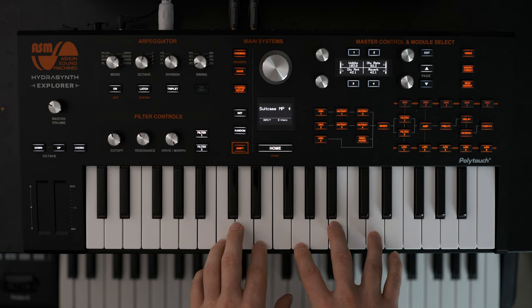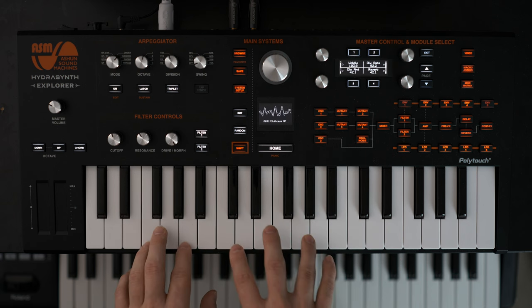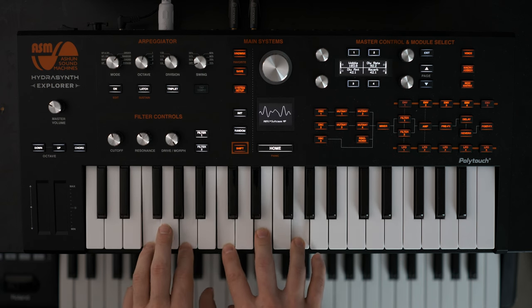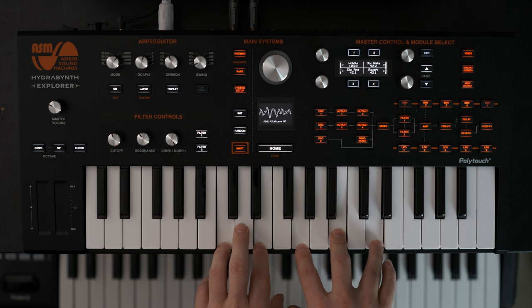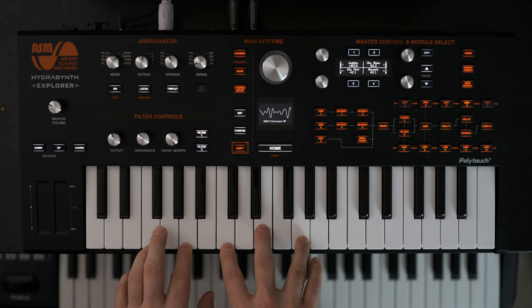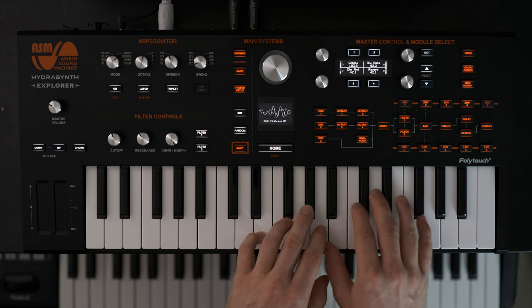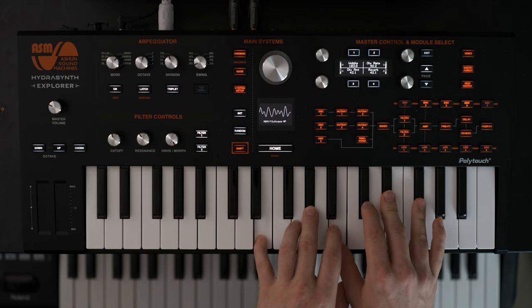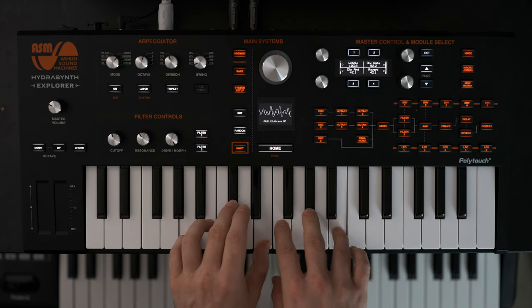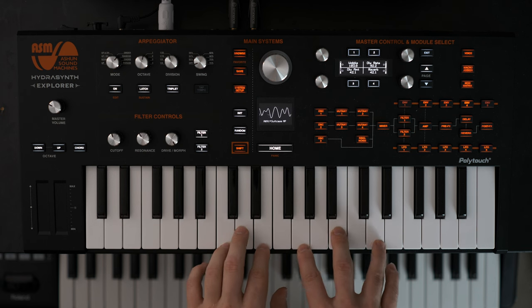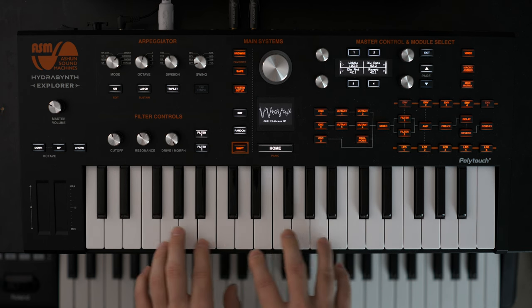Major 9 to major 9. C to F. Remember, E to A. C to F.